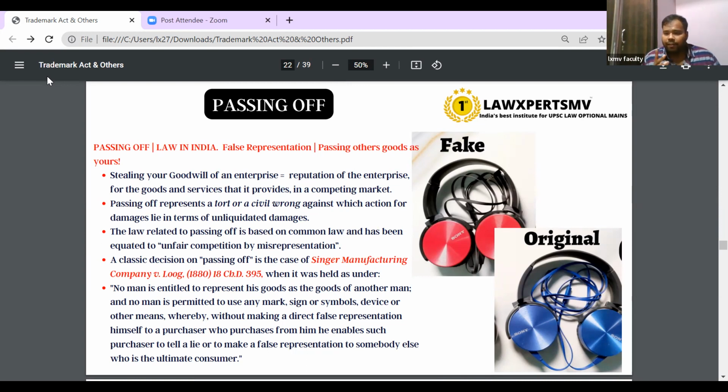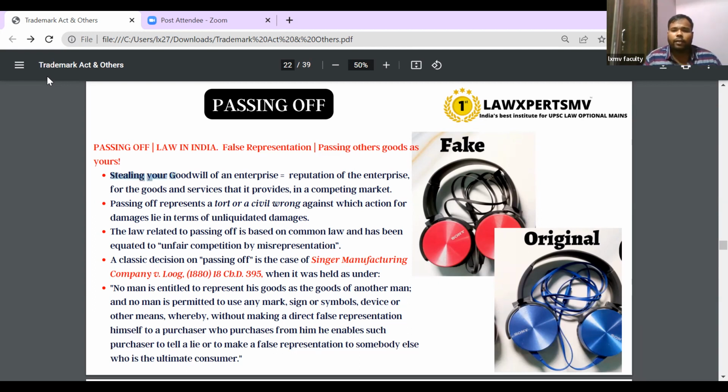So the difference between infringement proceedings and passing off is that passing off is a kind of common law remedy. So it is not given just under the statutory law of the Trademark Act. This right to seek a remedy for passing off is a common law remedy, and it is related to tort law, for which you can get compensation in an unliquidated way.